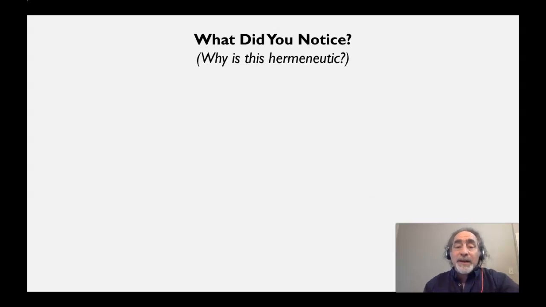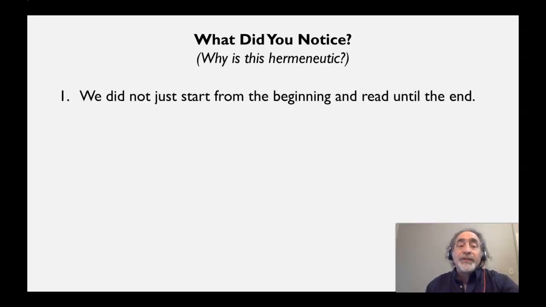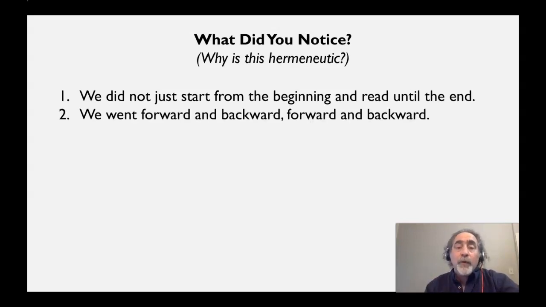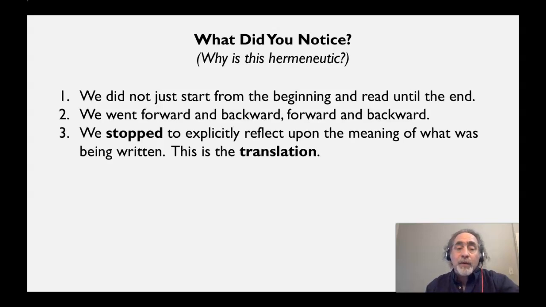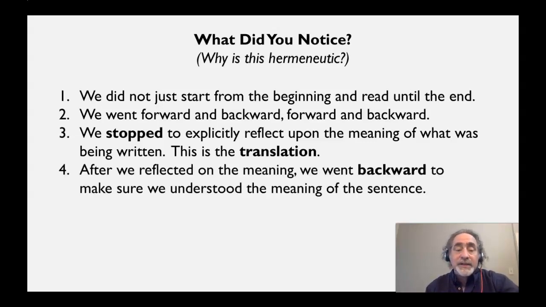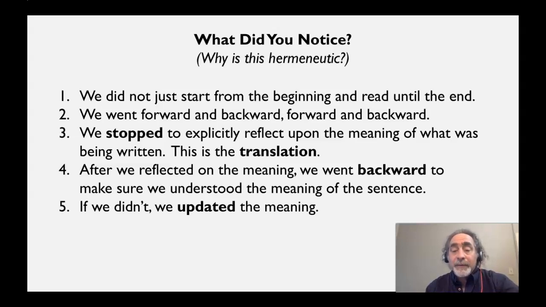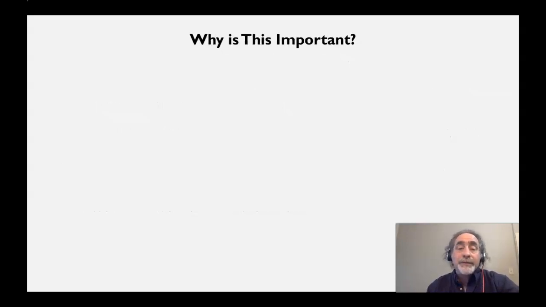So, what did you notice? Why is this hermeneutic? I just told you. We did not start from the beginning and read straight through to the end. We went forward and backward and forward and backward. We stopped to explicitly reflect on the meaning of what was being written, and that is the translation. The stopping and reflecting is the translation. After we reflected on the meaning, we went backward again to make sure that we understood the meaning, and if we didn't, we updated the meaning, either on paper or in our heads.